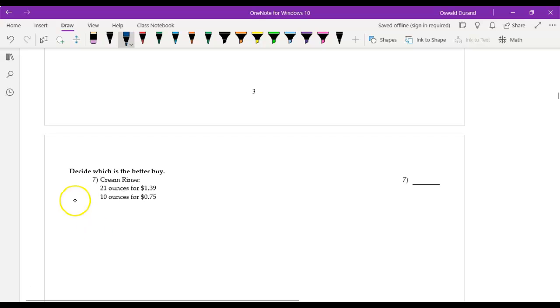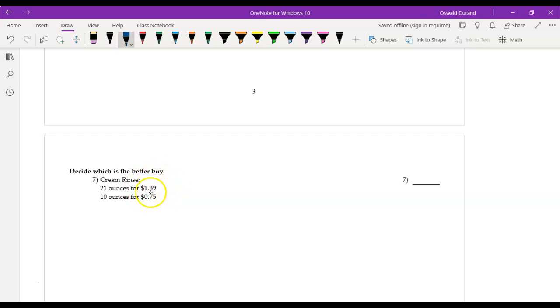All right, so it's still a problem of ratio rates, but here we have to determine the better buy, right? Here we have a cream rinse, and we want to know what's the better buy. So here we have 21 ounces for $1.39, and then here we have 10 ounces for 75 cents. So we need to figure out which one is the better deal.